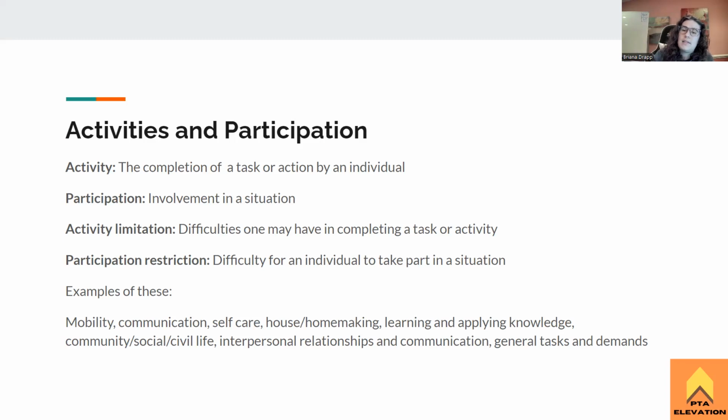So with this thing, activity is literally like I pick up the water bottle. Picking up the water bottle is the activity. Bringing it to my mouth and drinking it and being able to swallow, that would be the participation. So kind of all flows together.